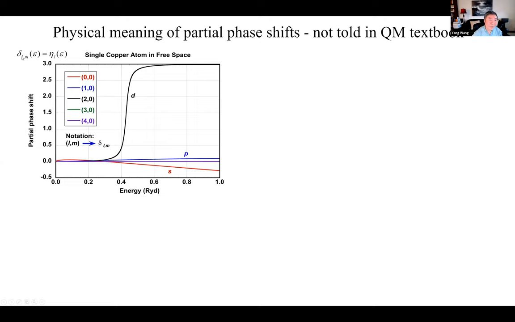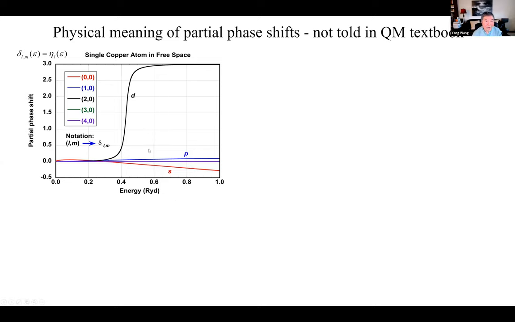Okay. Sorry, my delta and the eta are the same thing here, but because this curve was drawn some years ago, I use delta here. This is a phase shift, right? So this is an S phase shift, P phase shift, D phase shift. I plot this. The other partial phase shifts, you probably won't see them because they are essentially zero, very, very little, not very obvious.